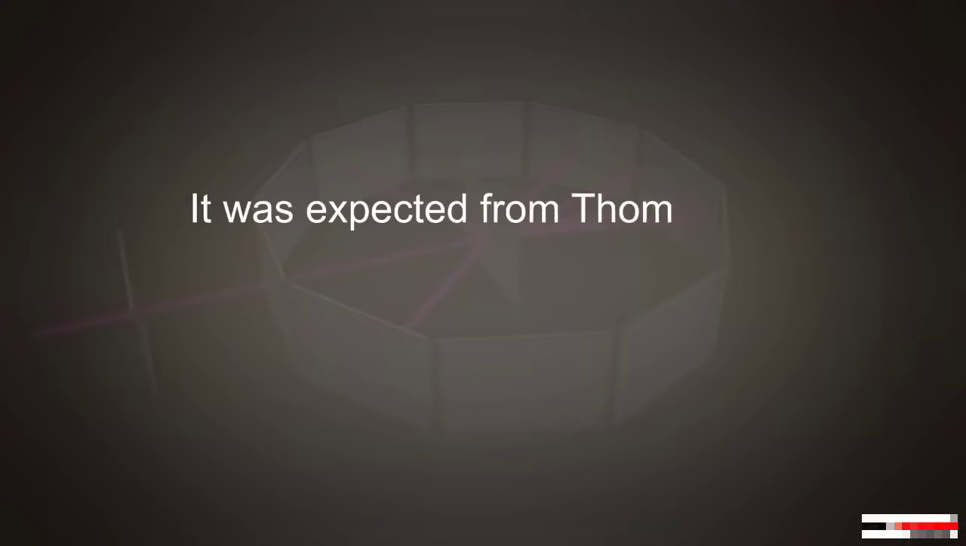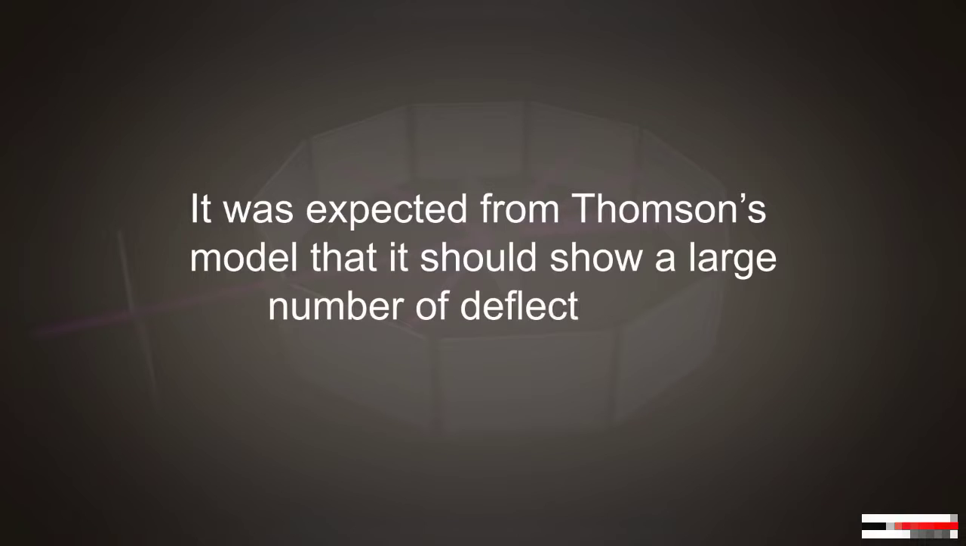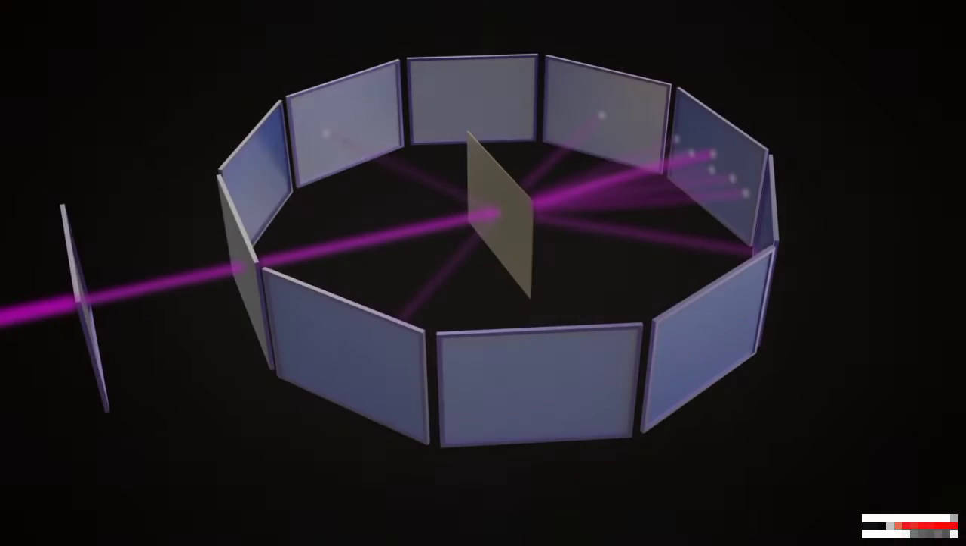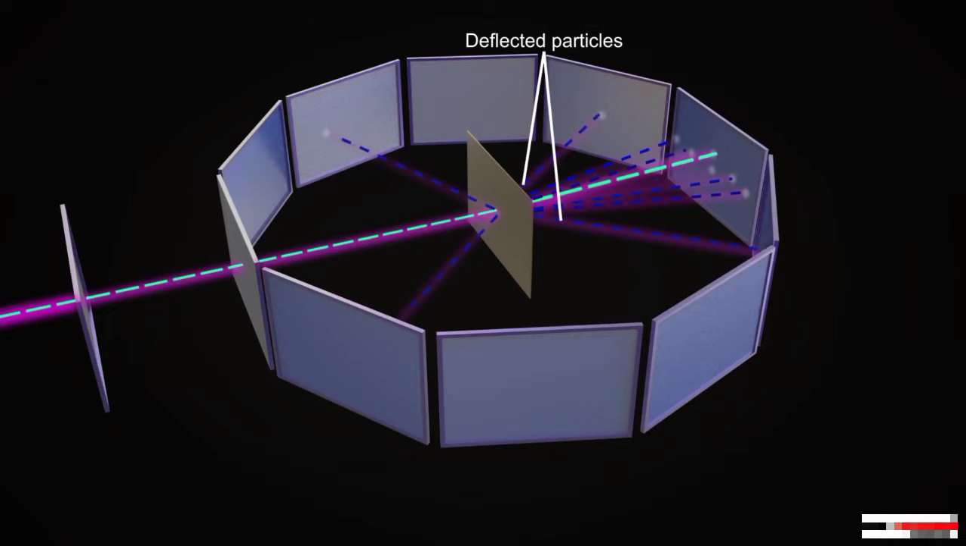It was expected from the Thomson model that it should show a large number of deflections, but something else was observed. Actually, the detector showed that most of the alpha particles passed through the gold foil as such without showing any deflections. Only a few of them showed deflections in different directions. A very few of them, essentially 1 in 12,000, rebounded back.